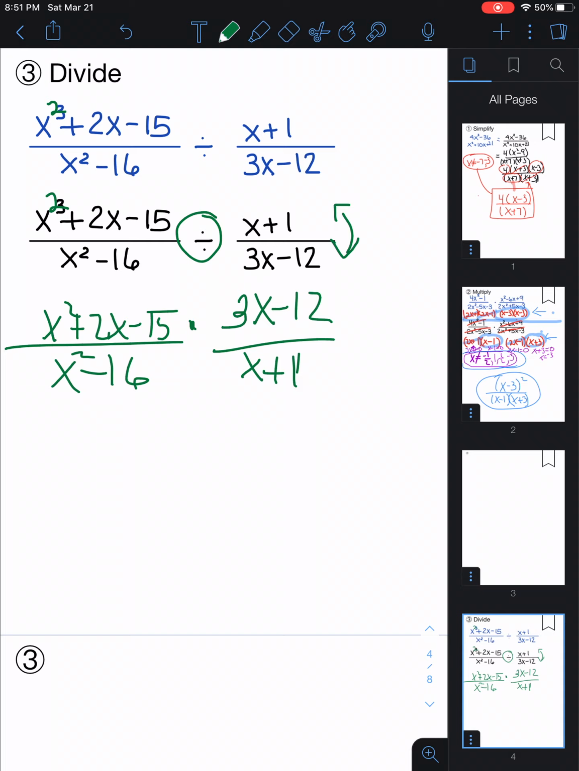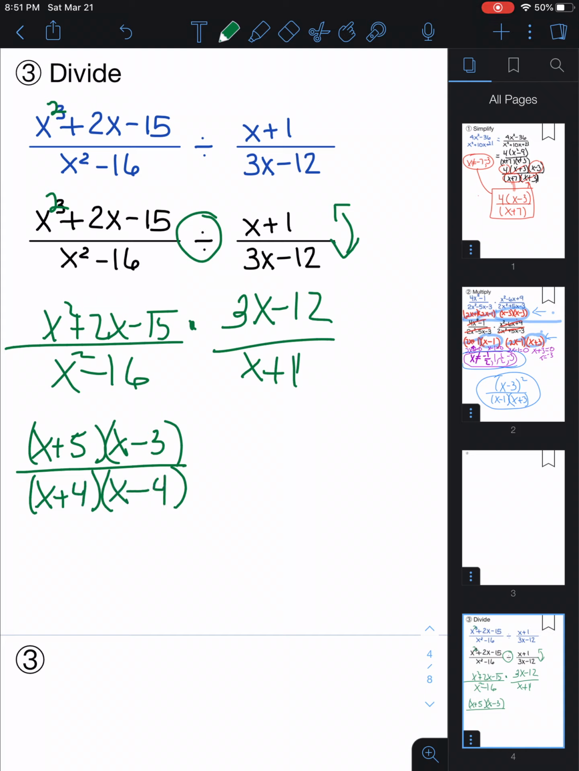Well, when you factor that, that's going to give me, split the x's. In the minus 15, factors of negative 15, we're going to have a plus 5 and a minus 3. And those do give me a sum of 2. In the bottom, we will end up with x plus 4, x minus 4. On the top, we'll take out a greatest common factor of 3 and have x minus 4. And then we got x plus 1 on the denominator.